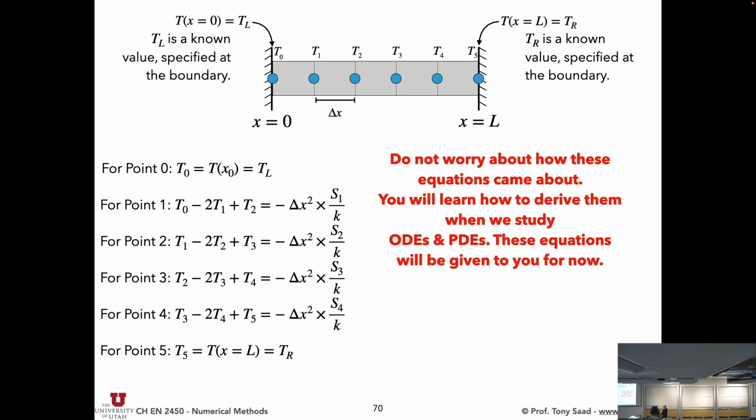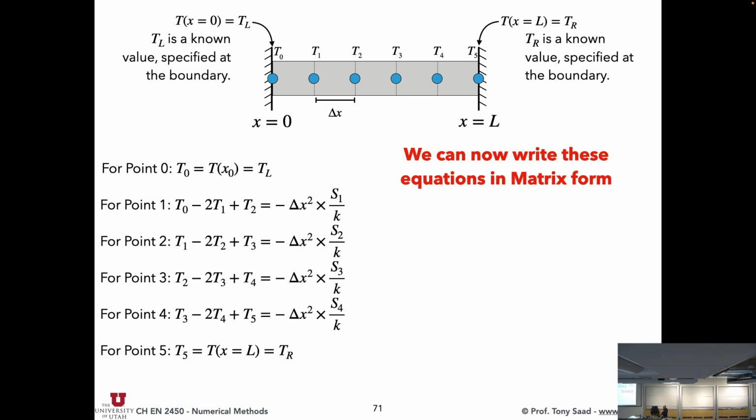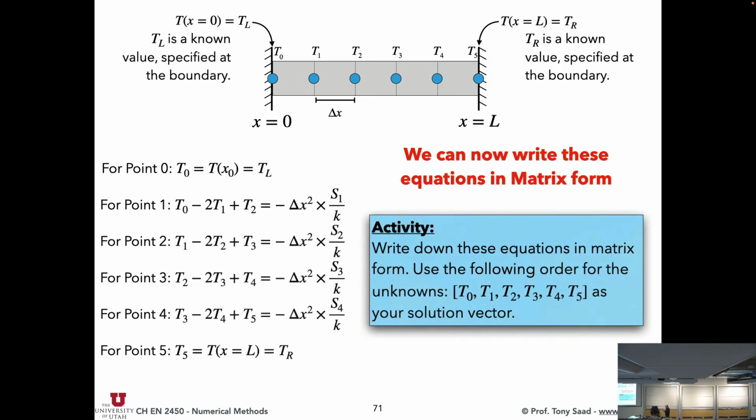Okay, so now what I want to tell you is not to worry about how these equations came about. I will give you that formula, Ti plus 1 minus 2 Ti, etc., or give you the recipe to build it. And then you have to apply it at every point and know how to build that system of equations, right? Remember, that is step 1 in your career thinking: identifying what kind of problem you're dealing with. Now, note the different form of the equation at the boundary points, T0 and T5. So now we can write these equations in matrix form, which is going to be your next activity.